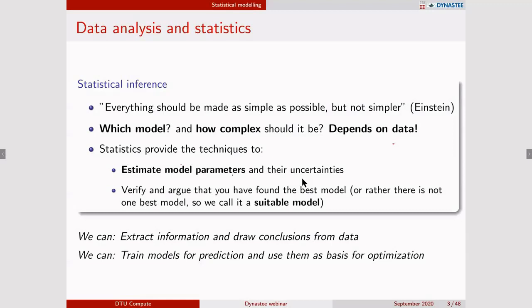What it also gives us, which is very, very useful, is techniques to verify and argue that we found the best model, or rather, there is no best model. What we can find is a suitable model. So based on the data, we aim to find a suitable model. We can extract information and draw conclusions from data, train models for prediction, and use them as a basis for optimization. Depending on the application, we can use these statistical models to fulfill our needs.